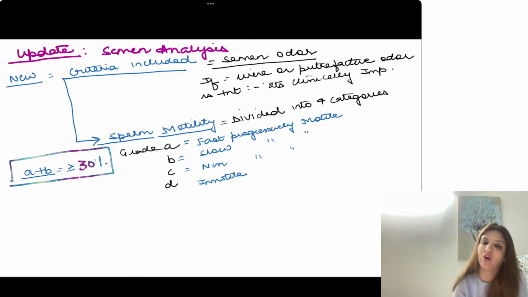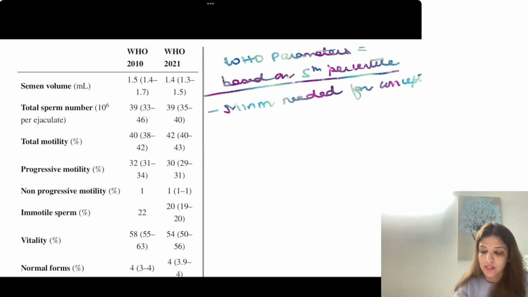Grade A means fast progressive motility, grade B means slowly progressive motility, grade C means non-progressive motility, and grade D means immotile sperms. Right? Now, whenever we are talking about progressive motility in semen analysis, we are talking about both A and B, fast progressive motility and slow progressive motility. So now look at the differences.